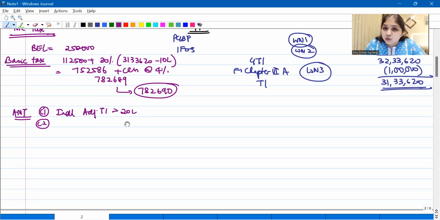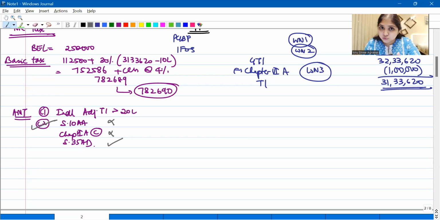Condition number 2: either the assessee should have 10AA, or chapter 6A part C, or 35AD. At least one the assessee should have. Now tell me, does my assessee have 10AA over here? No. Does he have chapter 6A part C? No. Does he have 35AD? Yes. Any one he has. Condition 2 is fulfilled. Now I have to check condition 1. Only if condition 1 is fulfilled, I will do AMT.